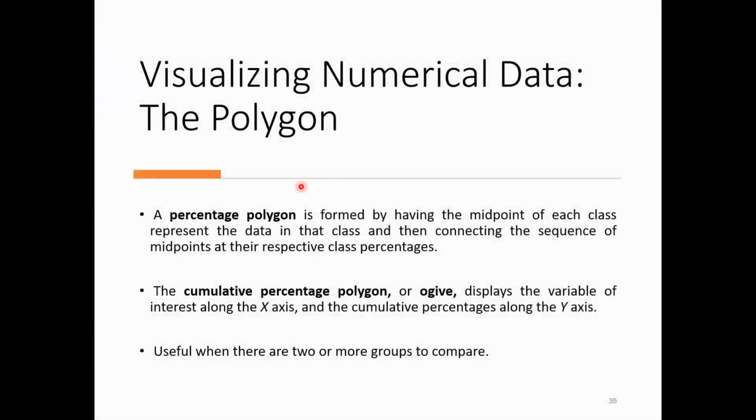So moving on, you also can use a polygon. A percentage polygon is formed by having the midpoint of each class representing the data in that class, and then connecting the sequence of midpoints at their respective class percentages. So what are you doing in this polygon? You're calculating the midpoint of each class, and then you're connecting those midpoints in those respective classes.